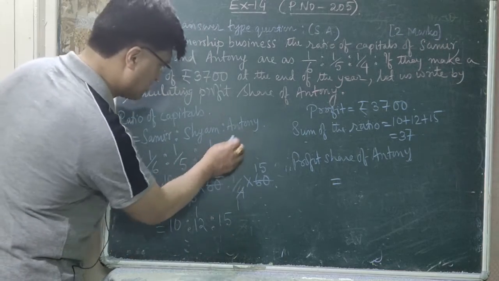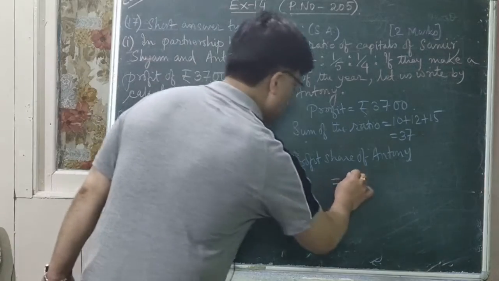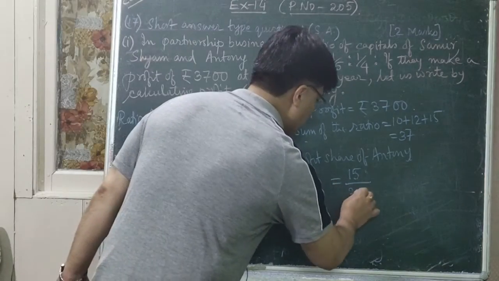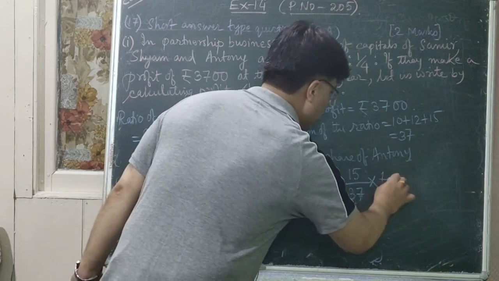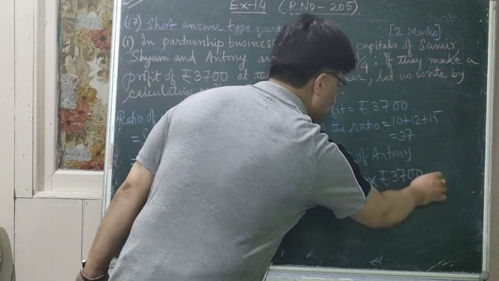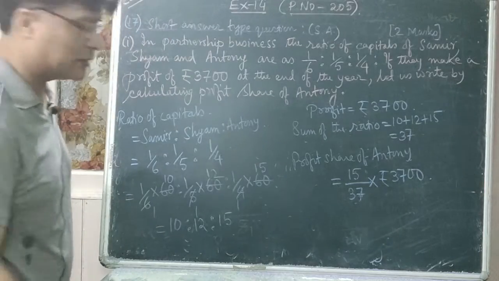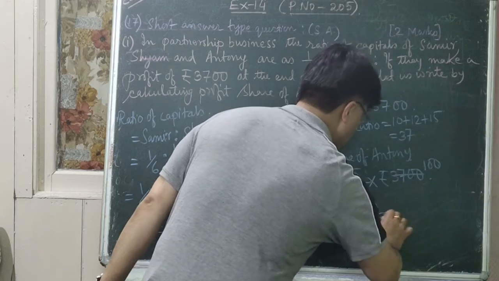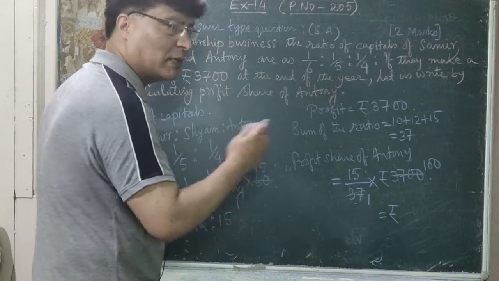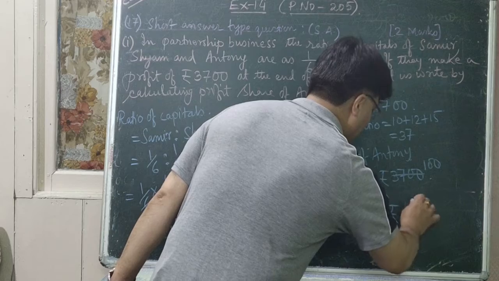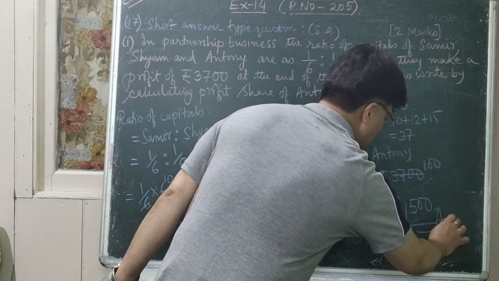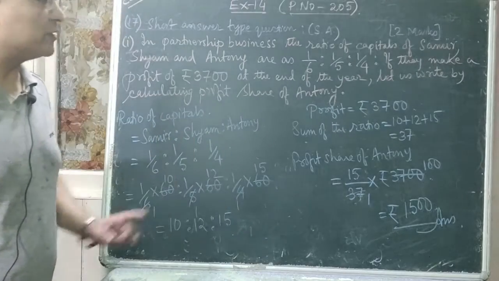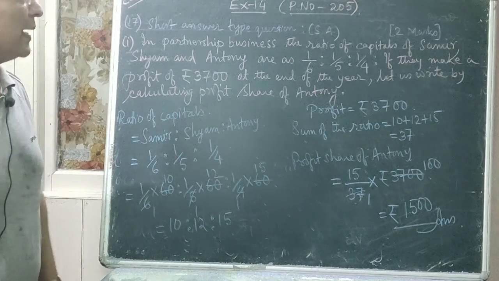It is 15. Anthony ko kati aega 15 aega. So 15 divided by sum of the ratio. What is the sum of the ratio? 37 into what was the total profit? It is rupees 3,700. Is that clear? So 37 ones are 37, 37 is 100 times, which is equal to rupees. What is 15 multiplied by 100? It is 1,500. So this 1,500 rupees is the profit share of Anthony. So this is the answer.